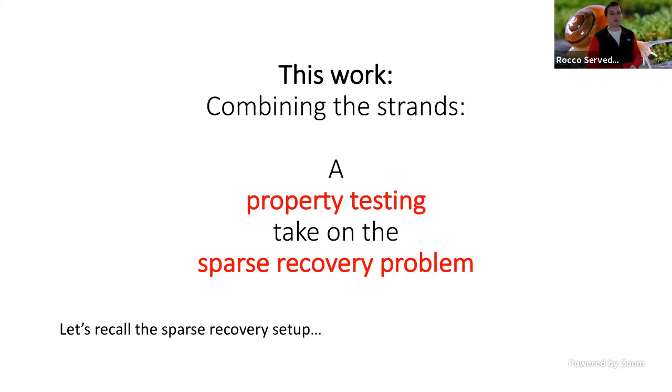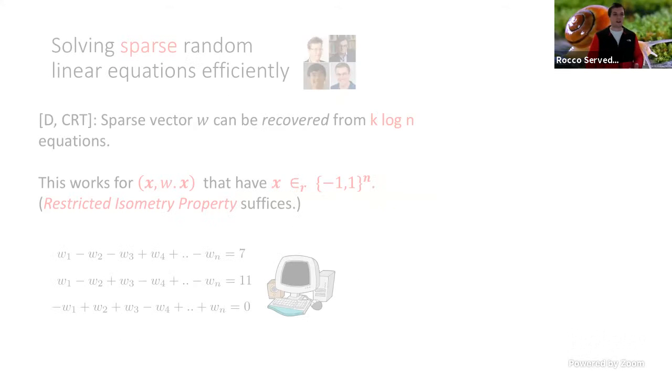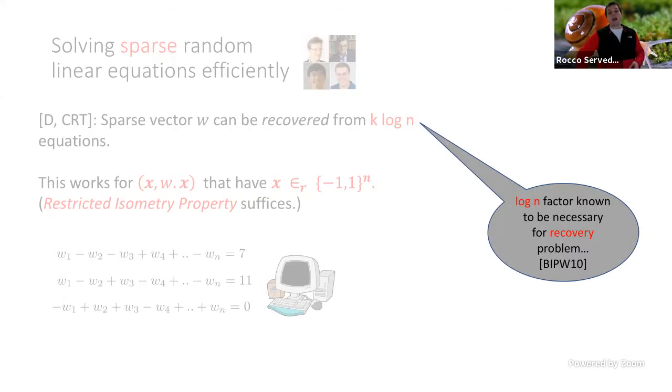Let's go back to the sparse recovery setup and remind ourselves of how it works. Okay, well, it's about recovery. We're trying to actually figure out what this unknown k-sparse vector is from these linear equations or these labeled data points. And we saw this famous result, k log n samples suffice. You only need k log n of these examples in order to do the recovery.